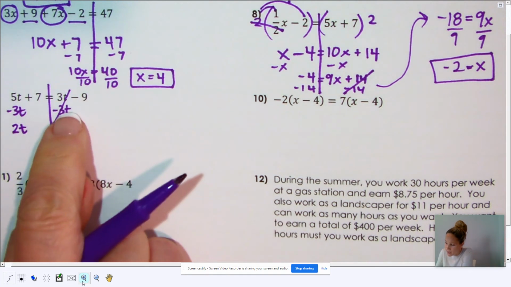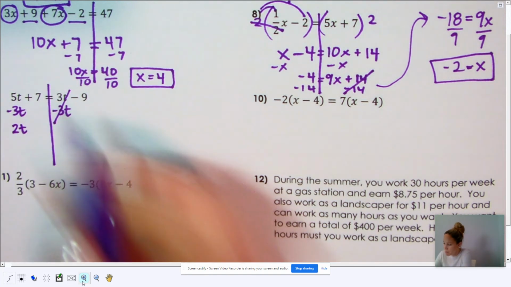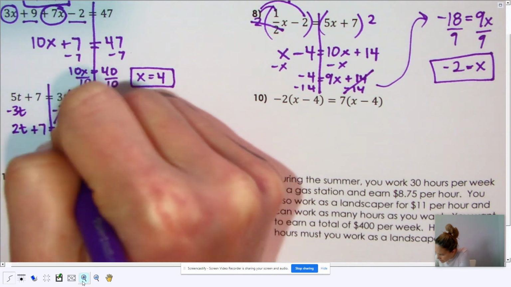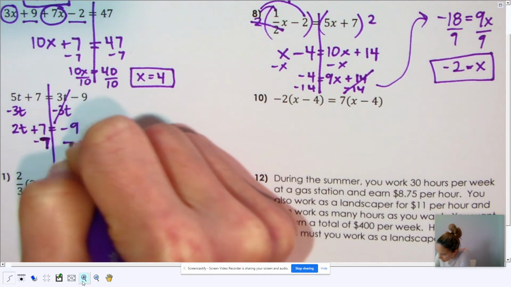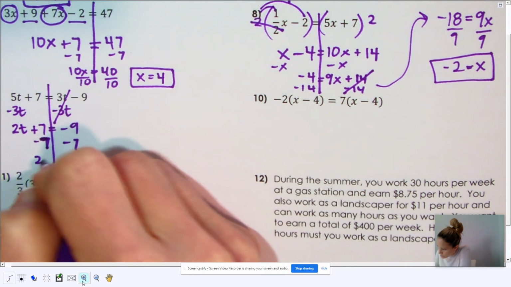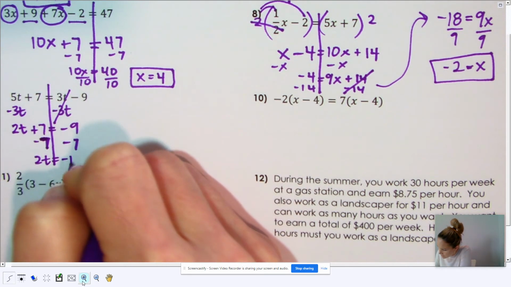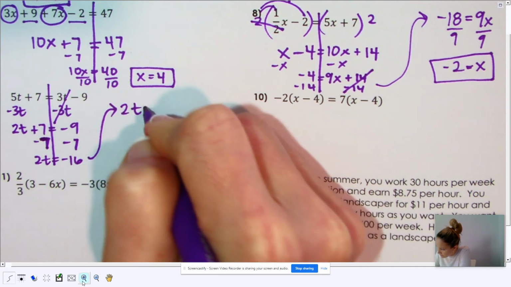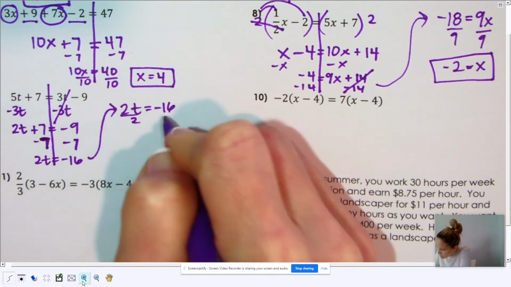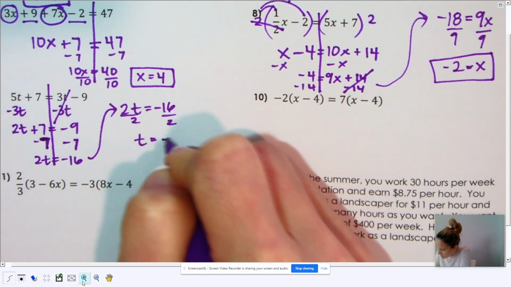And remember, whatever we do to one side, we have to do to the other side to keep it balanced. And then we're just going to subtract the 7. And then we have 2t is equal to negative 16, which I'm going to write up here. And then we're going to divide by 2 on both sides, so t is equal to negative 8.